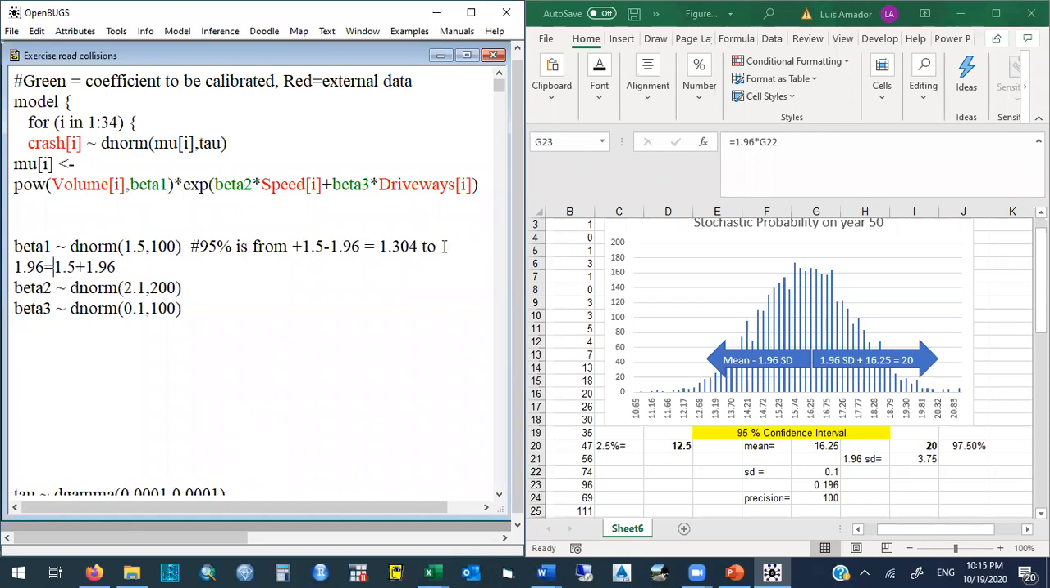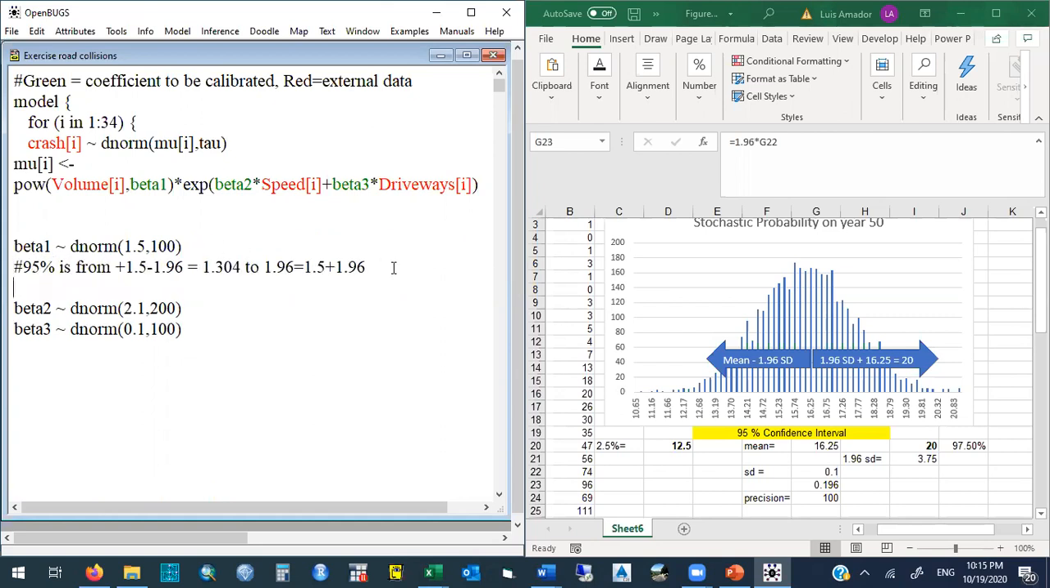But this is the reason why people don't say 1.96, instead they say 2, because it's faster and easier. And so you will just say the 95% confidence interval is moving from 1.5 minus 2, that's easier, to 1.5 plus 2 equals 17. So the accurate value, if you prefer, is this range over here. But the point is, I am defining the value of this random node or random coefficient, which I don't know, to be somewhere between these two values.